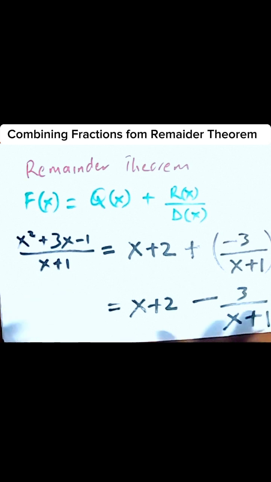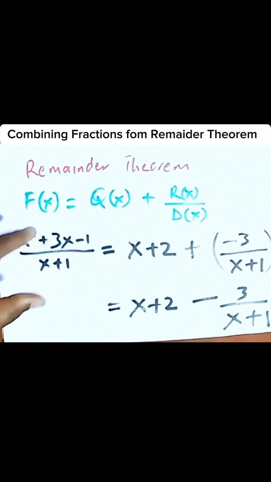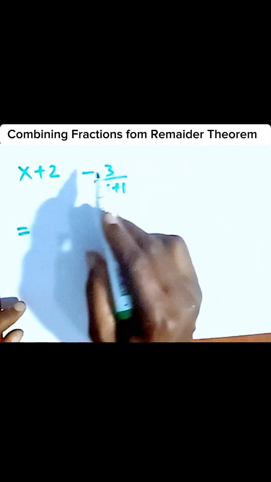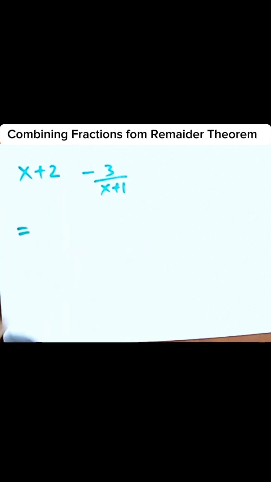Now, I want us to combine these two to see if we will get back the original function. Let us try and combine these two to see if we'll get the original function. That is the aim of this video. So watch as we're going to do it. So here we have a fraction, and here we have a linear expression, x plus 2. If we want to combine them, the first thing we want to do is to convert this to a fraction.